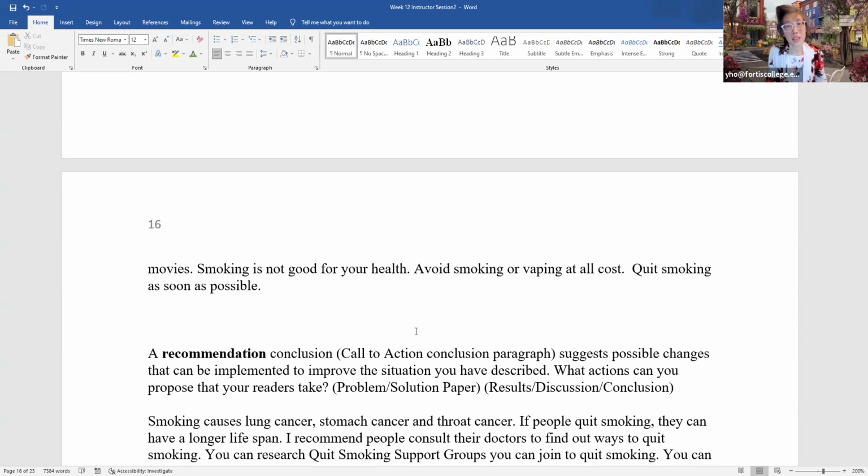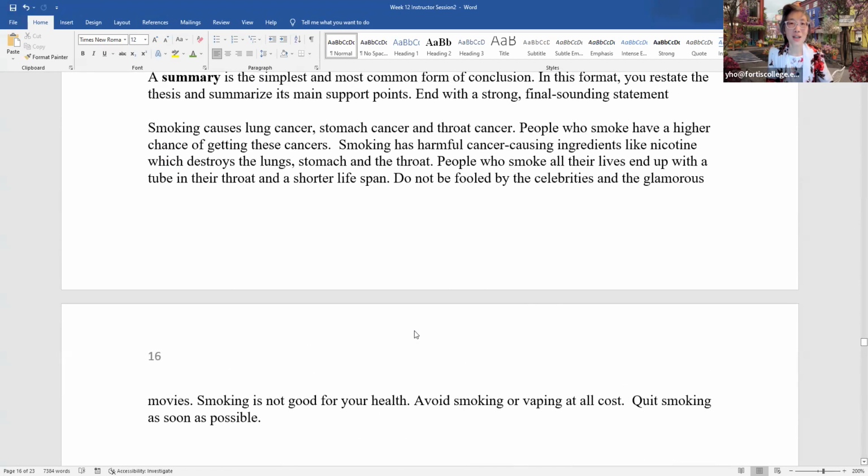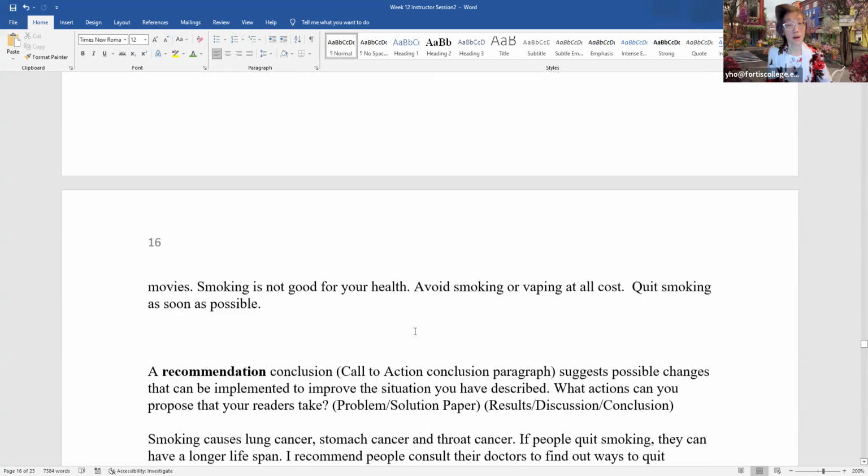And so here in this particular summary, I not only did a summary, I did a call to action. So here is an example of two different kinds of conclusions, a call to action conclusion paragraph with a summary conclusion paragraph, and you can wrap them together. And so you can actually mix and match these different kinds of conclusion paragraphs in order to arrive at a much better, stronger conclusion paragraph.